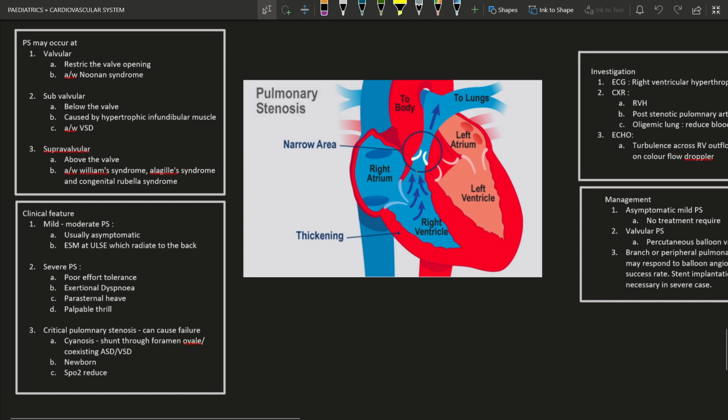When you test the SpO2 level, the oxygen saturation, or SpO2, will be reduced because of the stenosis.